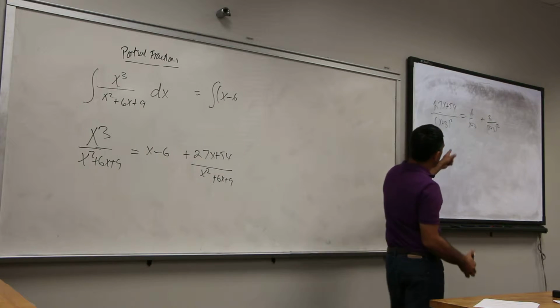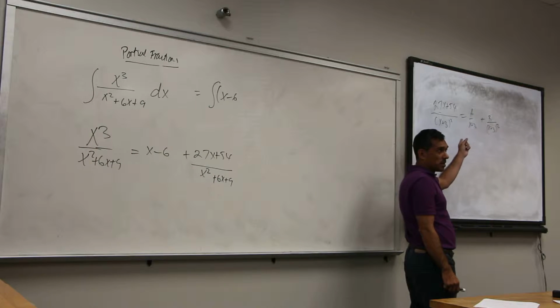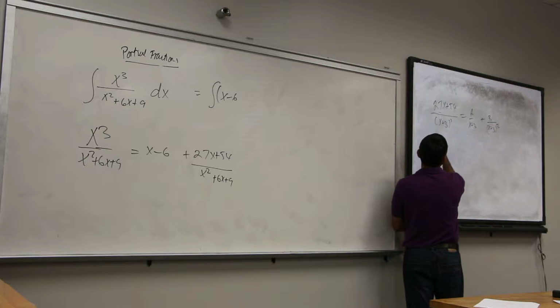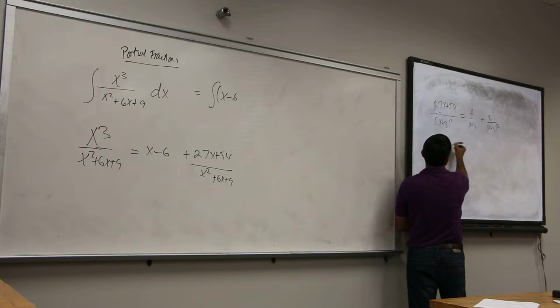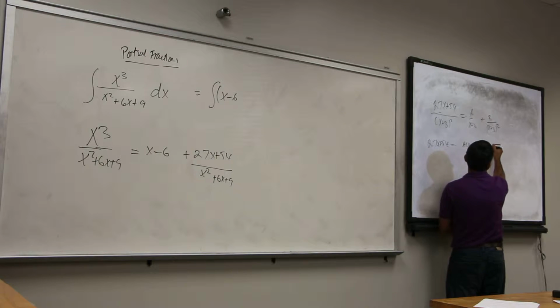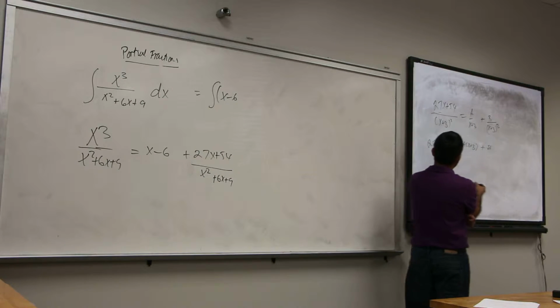Mr. Aldane, what did you get for A and B? Or would you like me to do this? I'll do it quickly. Clear the fractions. What do you get? 27x plus 54 is equal to what? A times x plus B. Okay, what do you put in here, Mr. Collas? X equal to?